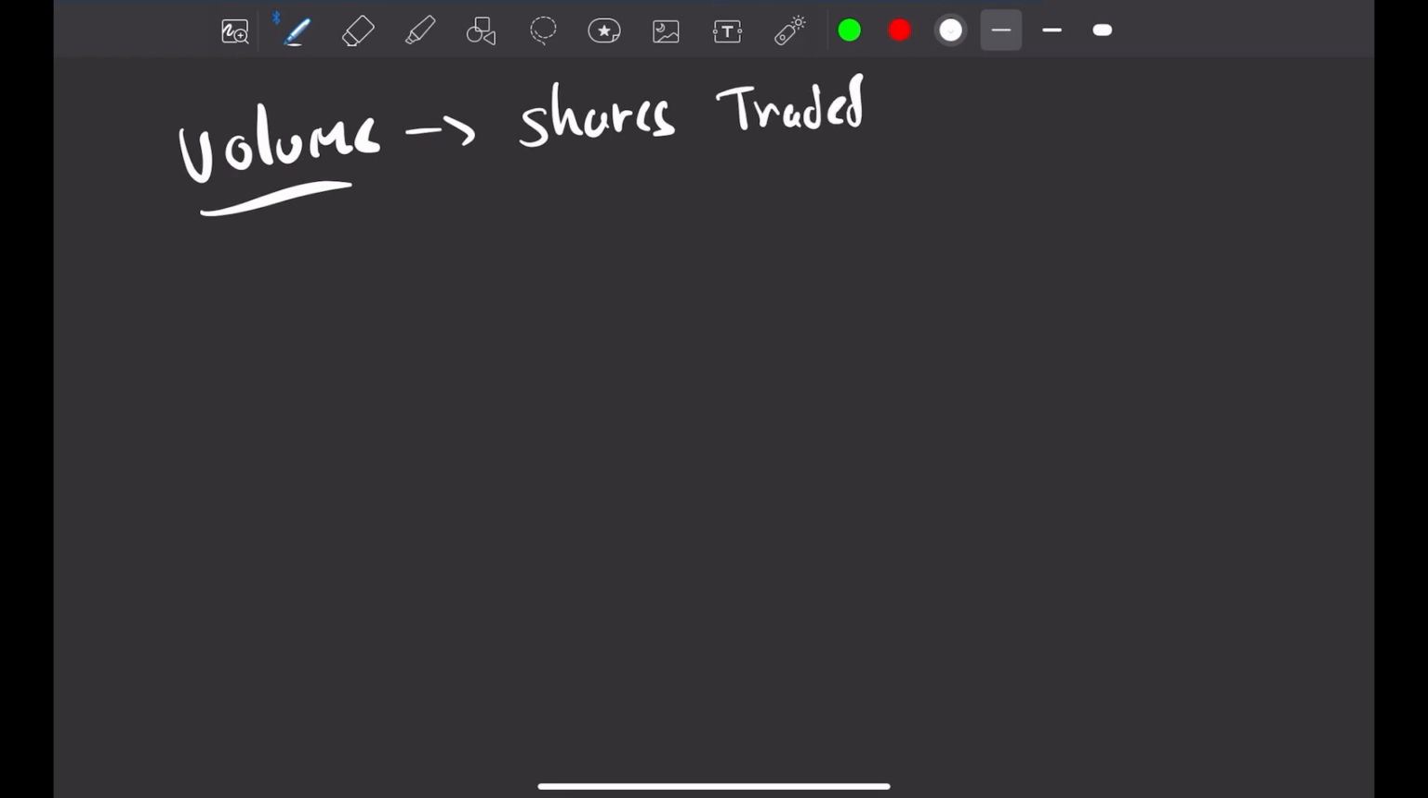Yeah, let's see. Then you have volume. You might ask, what's volume? Volume is the amount of shares traded that day. So volume is the amount of shares sold or exchanged that day. Volume is usually on a daily basis.